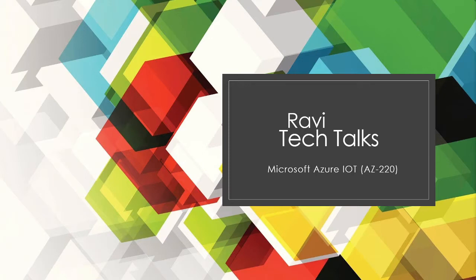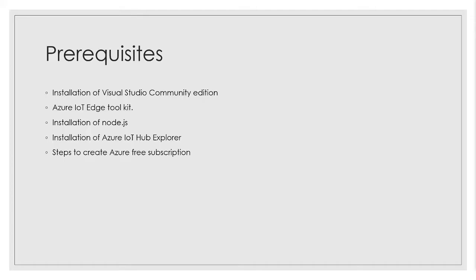Let us get started with our course Microsoft Azure IoT. As discussed in the previous video, we will look into the prerequisites. We will look into how to install Visual Studio Community Edition, Azure IoT Edge Toolkit, installing of Nodejs, installing of Azure IoT Hub Explorer, and steps to create Azure free subscription.